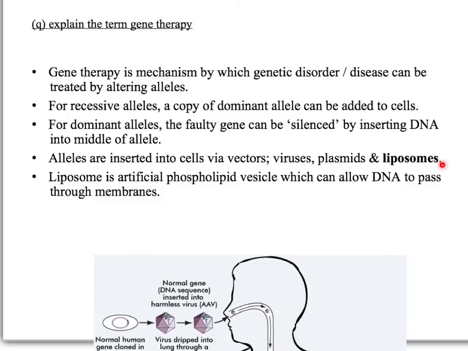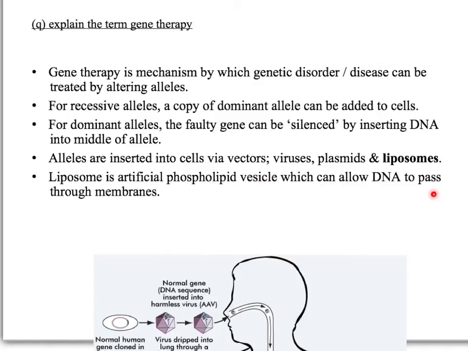vectors to get our gene, whether it's a copy of a dominant allele, into cells where there is two faulty recessive alleles, or if there is a cell which has a faulty dominant allele, by silencing that dominant allele by inserting a piece of DNA into the cell to disrupt the activity of that gene. Okay, so getting the gene into the cell, we would have to do via a vector. Okay, viruses, plasmids, or liposomes. Okay, I've written here something that's in the previous slide. A liposome is, if you like, an artificial phospholipid vesicle which allows DNA to get through membranes.